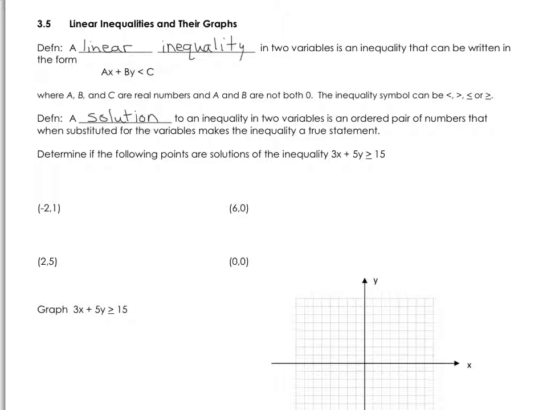A solution to an inequality in two variables is an ordered pair of numbers that, when substituted for the variables, make the inequality a true statement. Determine if the following points are solutions of the inequality 3x plus 5y is greater than or equal to 15.